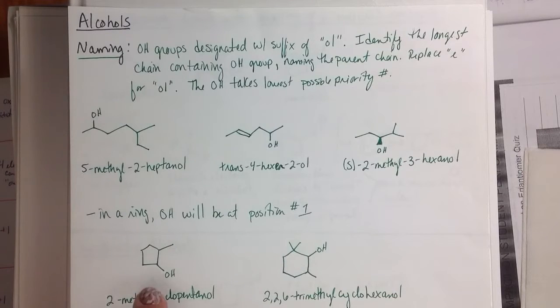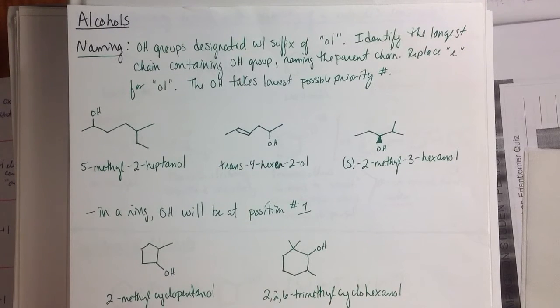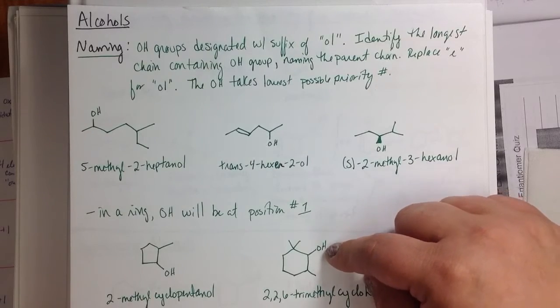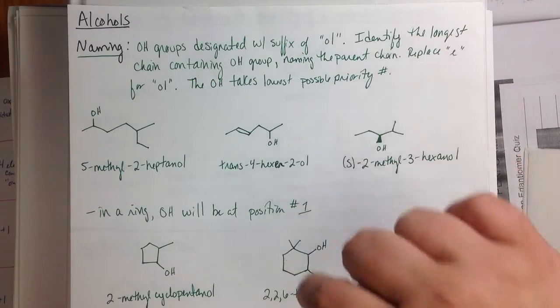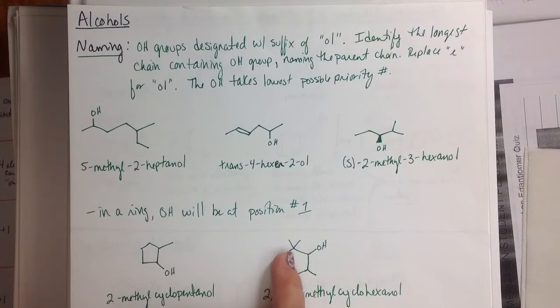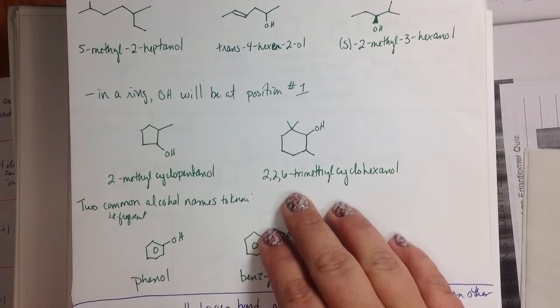In a ring you still want to make the OH the lowest position, so we sort of assume that it's going to be position number 1. If there was obviously 2 alcohols and it was a diol, then you would need to list the second one. But in this particular case, we would just name that there's a 2-methyl group because the alcohol is considered to be at the first position. So it's 2-methylcyclopentanol, and here alcohol still takes the top priority, but you would move to this side for your numbering so that you get the overall lowest number within your ring. So this becomes 2,2,6-trimethylcyclohexanol.